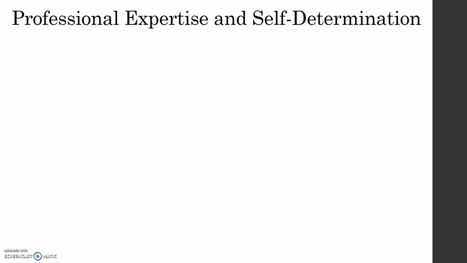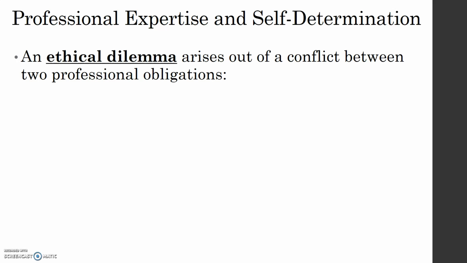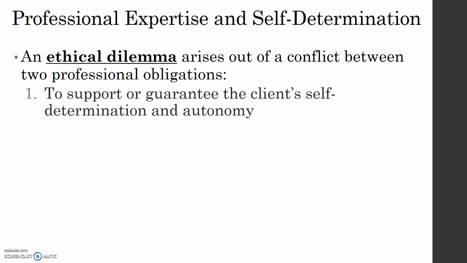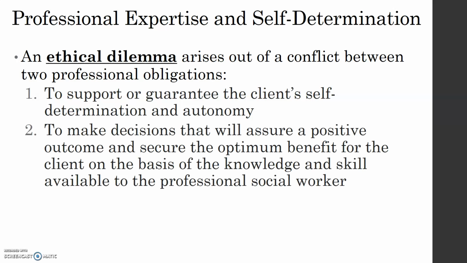One of the other dilemmas here, though, is professional expertise and self-determination. We know what an ethical dilemma is, but here the conflict is that you're supposed to support and guarantee the client's self-determination and autonomy, but you also are supposed to help them make decisions that assure the best outcomes for them, based on your professional knowledge and skill. You're going to know and say, this is what you should do, right? This is what you're thinking, and the client's going to want to do something else. Here is where the dilemmas start coming in.